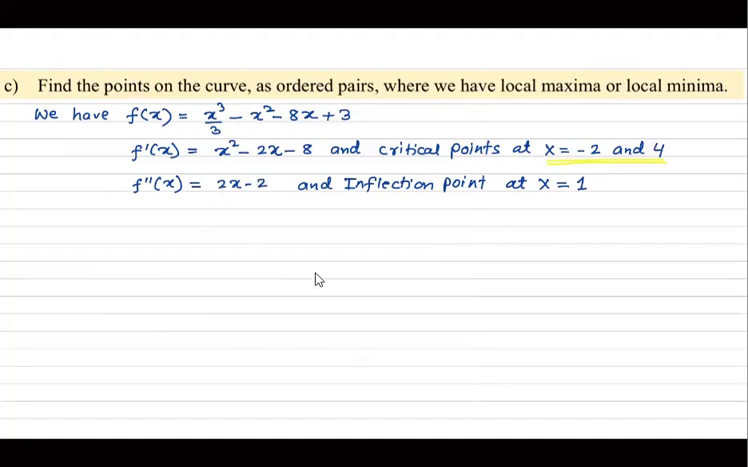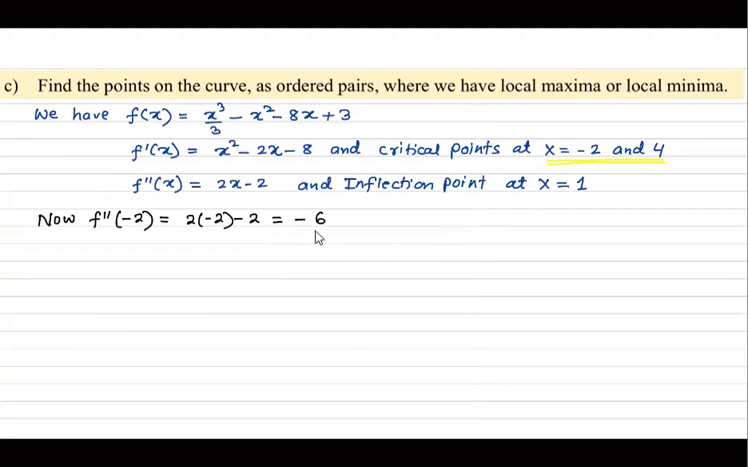So what I mean by that, let's see. Let's find the second derivative at -2. So we plug in -2 into the second derivative. So this will be 2 times -2 minus 2. So 2 times -2 is -4. -4 minus 2 is -6. So the second derivative is negative.